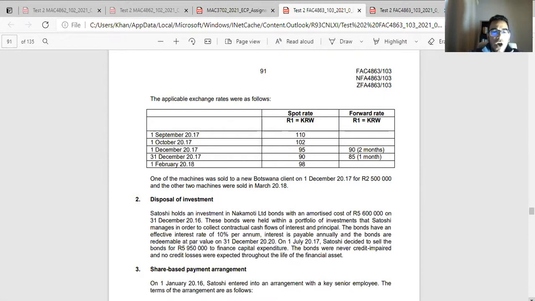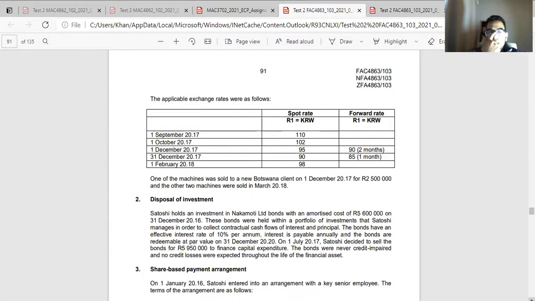So they're saying one of the machines was sold to a new Botswana client on 1 December 2017 for 2.5 million, and the other two machines were sold in March 2018. So 2018 is in the new financial year. We're not going to bother with that. But the one that is sold in the 2017 financial year, we will have to account for that. So remember, there's going to be two parts of the transaction: the sale as well as the cost of sales.